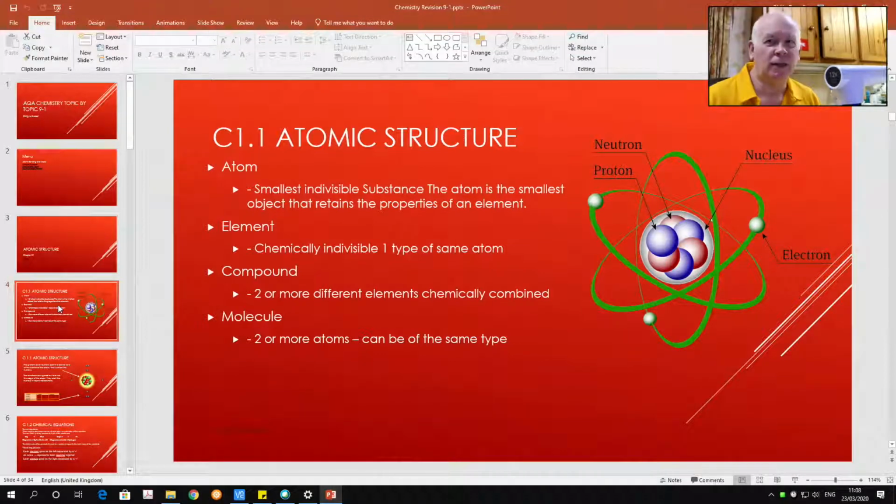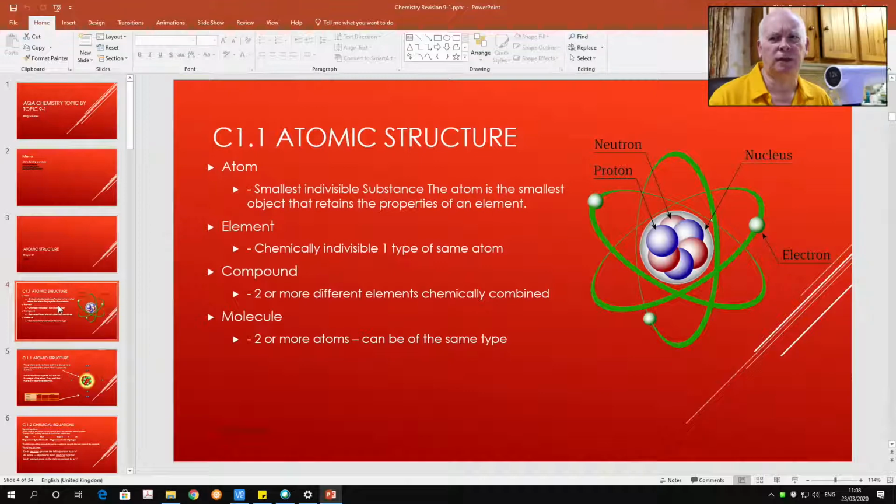Now, what is an atom? Well, a definition of this, it is the smallest indivisible substance. You can't break an atom down into anything smaller than it is. If you do, which we can do, we can smash atoms, we don't end up with an atom, we end up with bits of an atom. So it's the smallest indivisible substance that still has all the properties of an element.